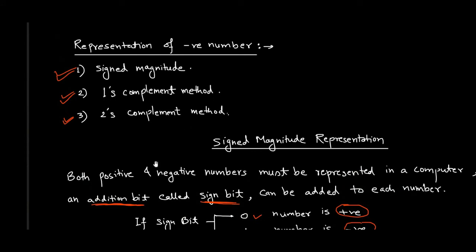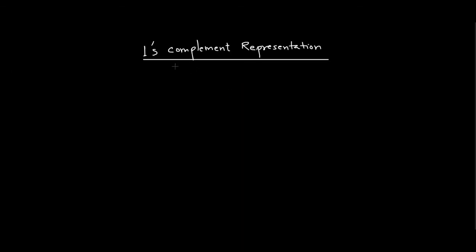Next method is ones complement method. Now a ones complement representation means the ones complement of a number is obtained by inverting each bit, including sign bit also, of the corresponding positive number.